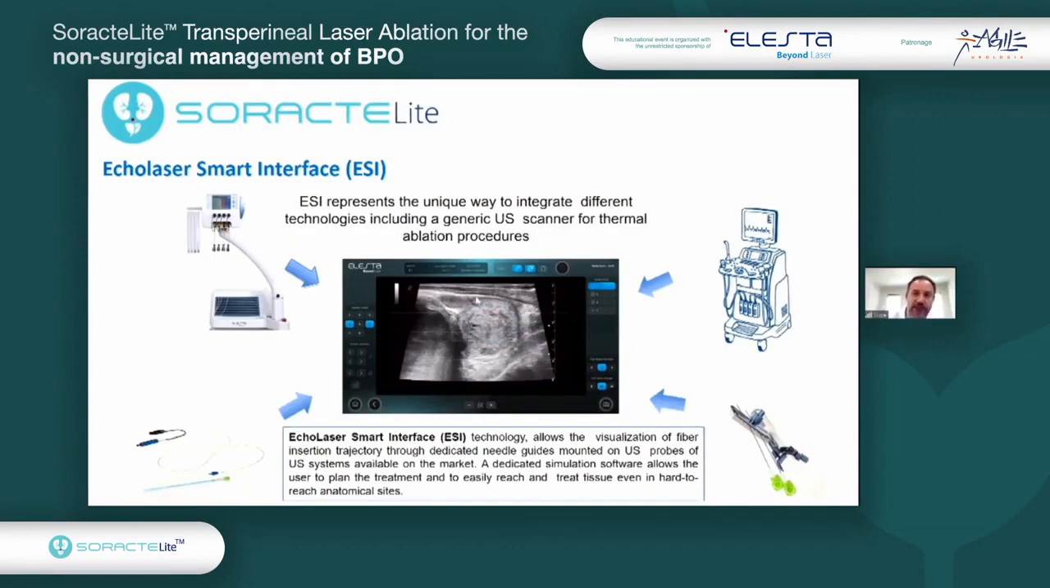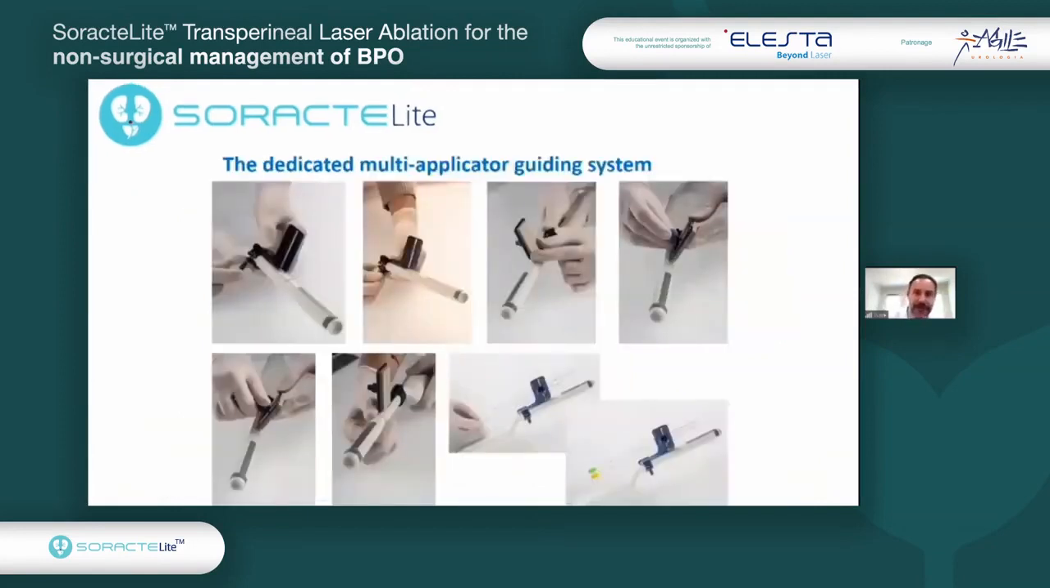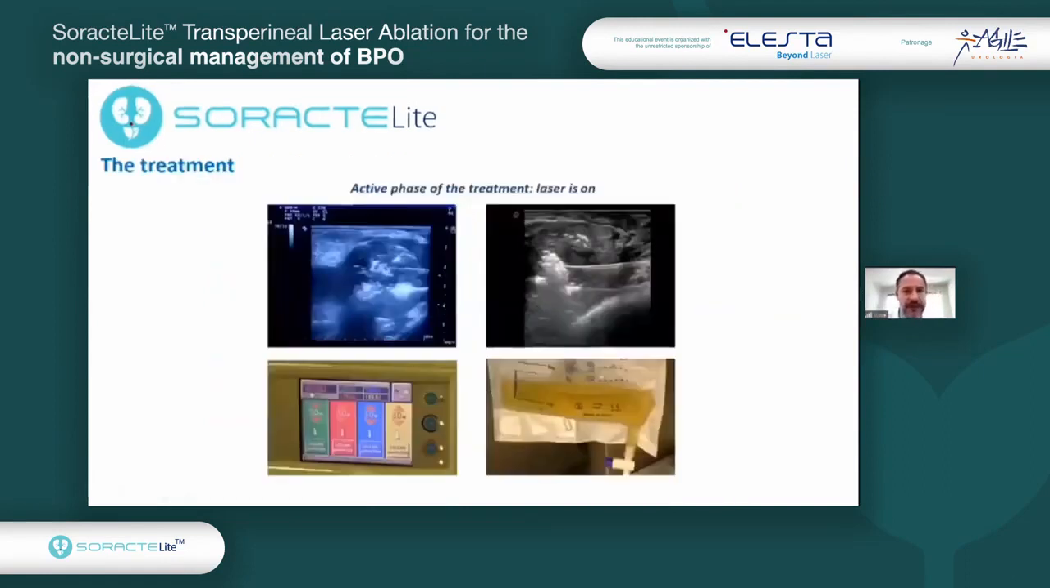And a dedicated simulation for each fiber allows the user to plan the treatment and to easily reach the treatment tissue, even in hard to reach anatomical sites. So this is valid especially in very large prostates. This is the multi-applicator guiding system that we can use, especially for people who are not very well trained in transperineal prostatic biopsy. So this is an easy way to proceed to insert the fibers using just this very small and easy to place device.